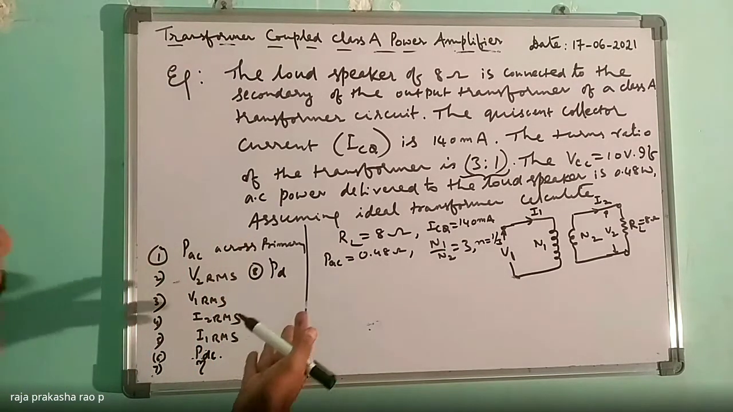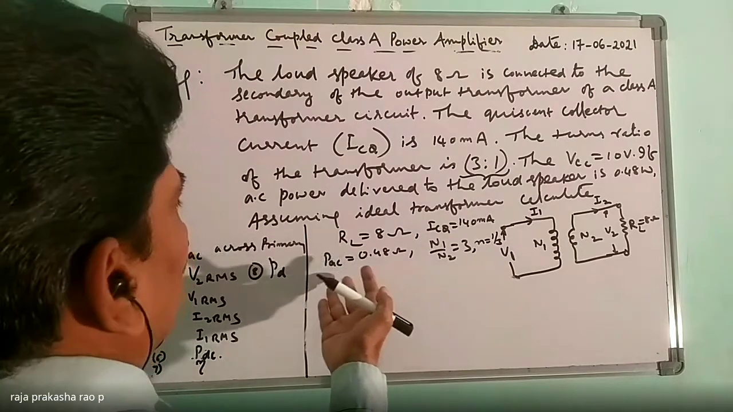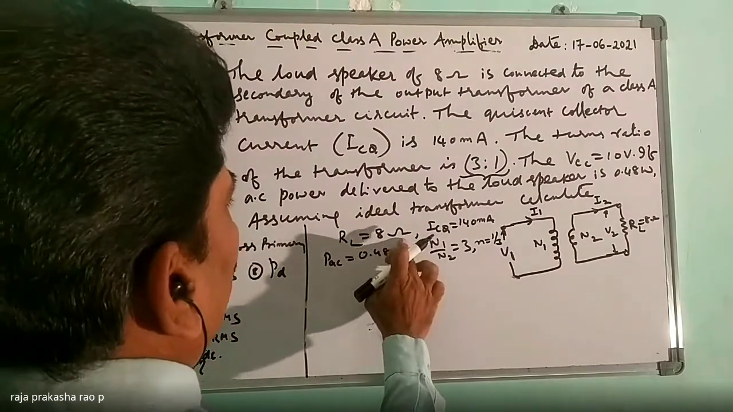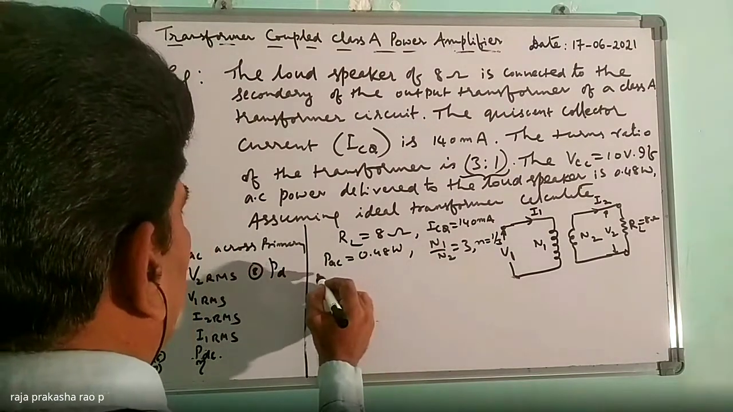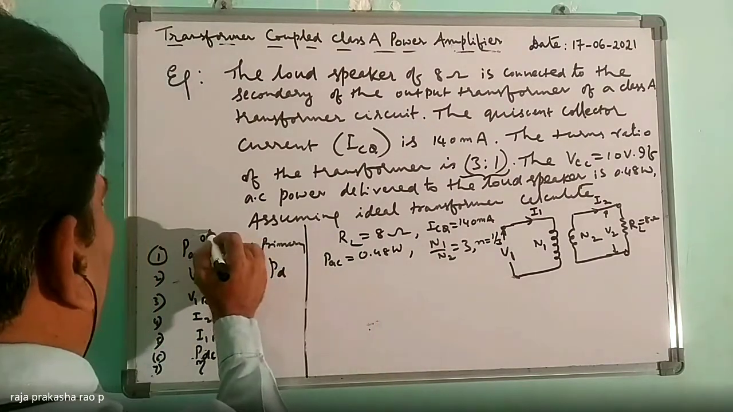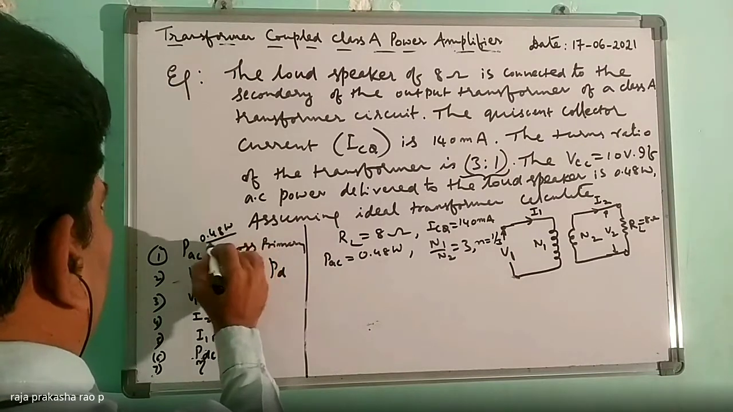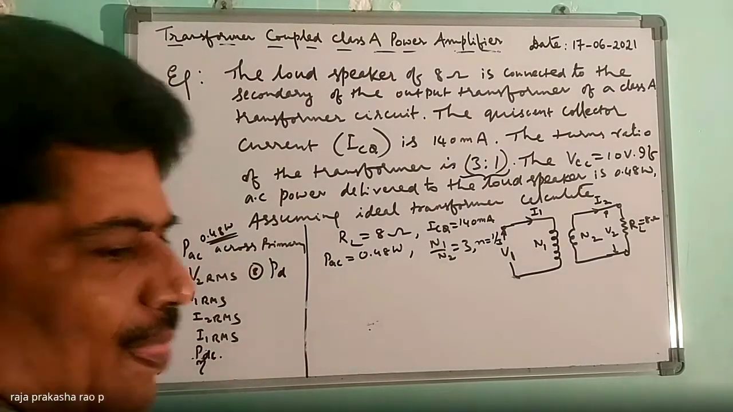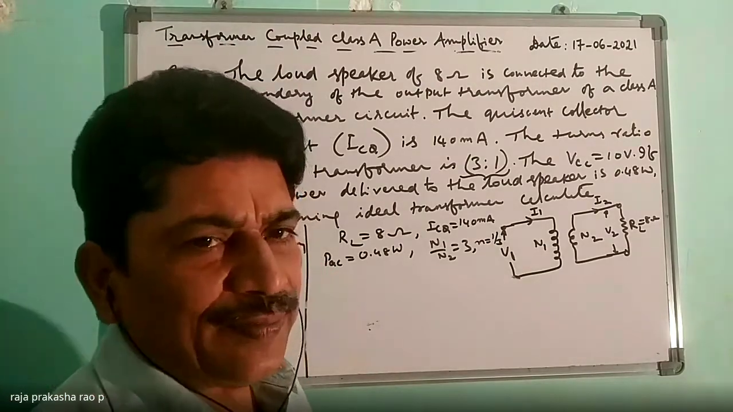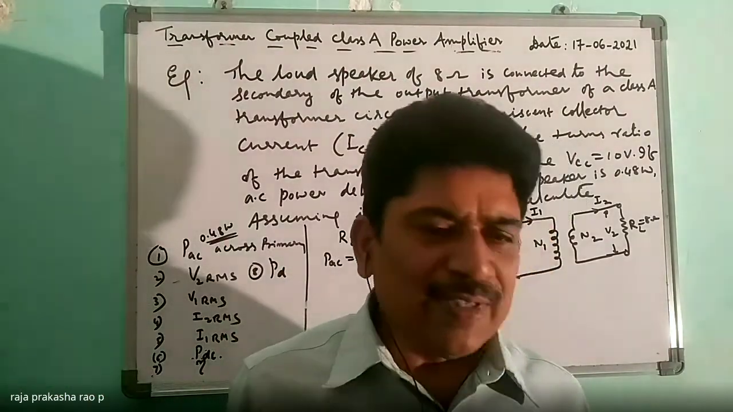Already given. PAC across primary is 0.48 watts. So the first question is 0.48 watts, already given. Then how to find out V2 RMS? What is the power formula? Can anyone tell me what is the power formula?